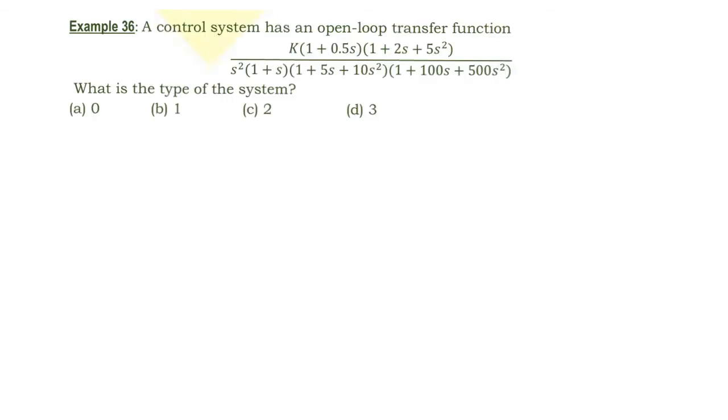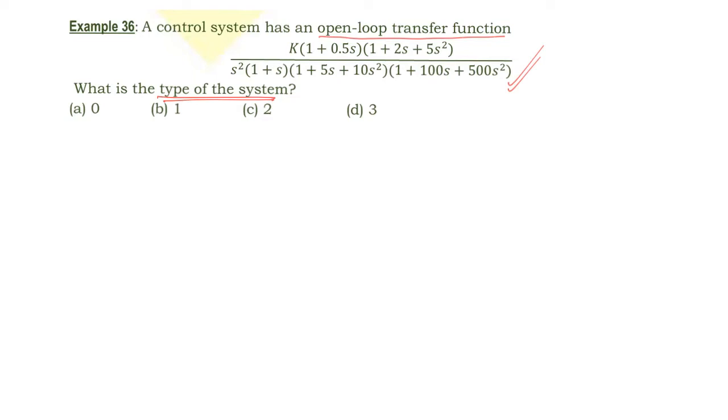Next we will do a few examples. In this question, an open loop transfer function is given. Okay, so this is the open loop transfer function, and the question is to find out the type of the system. Okay, so this is a straightforward question. It is simply asking the type.